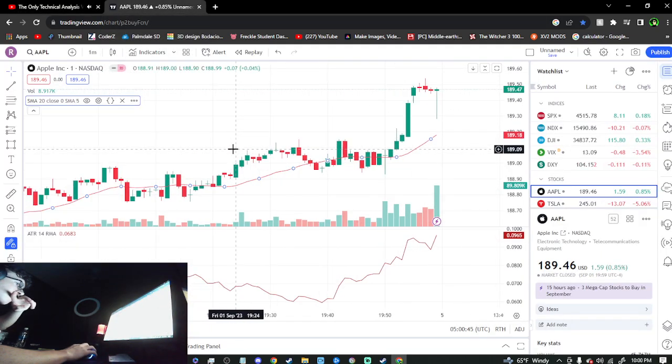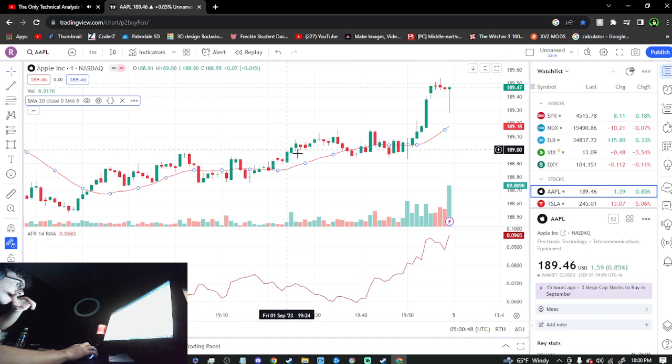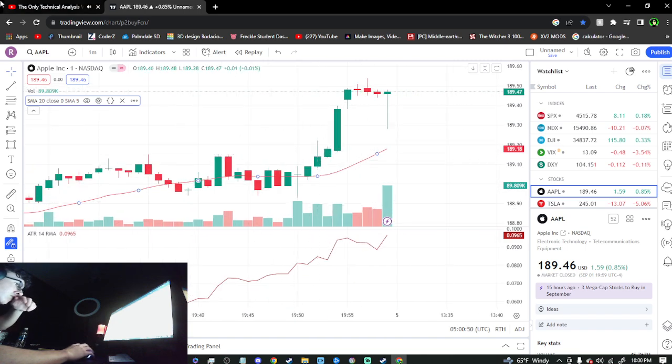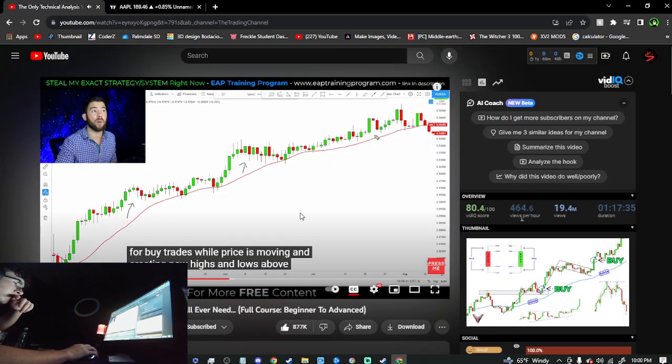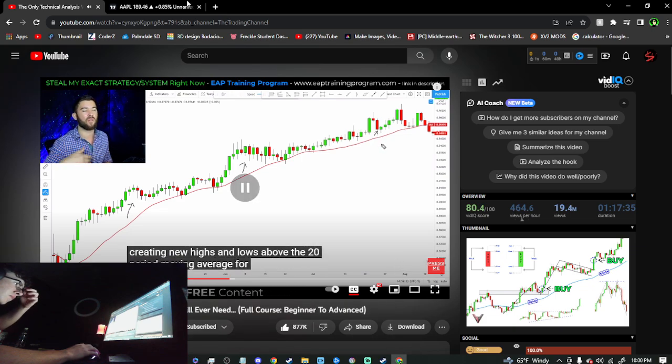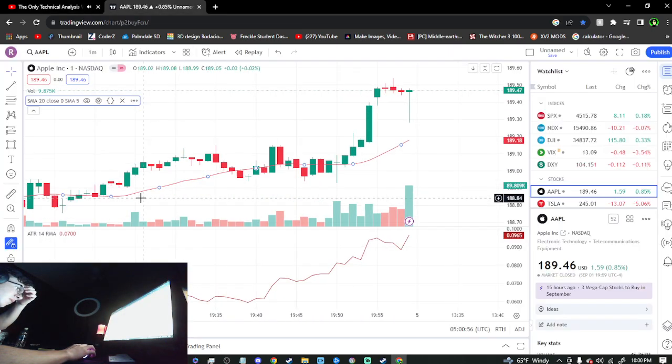And the way we would trade based around that is we only look for buy trades while price is moving and creating new highs and lows above the 20 period moving average. So this is the 20 period.